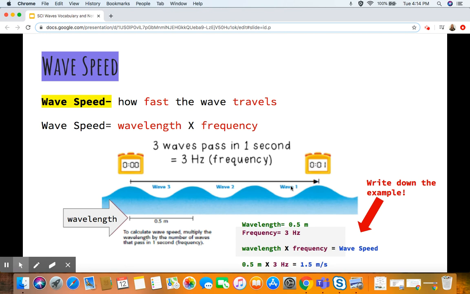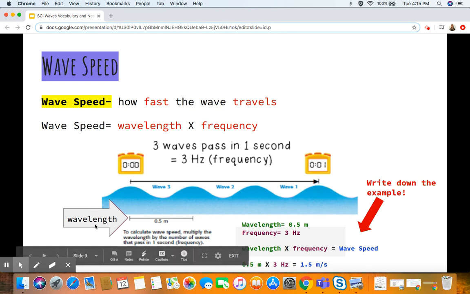Here at the top, the first thing I notice is our waves are labeled. We have wave 1, wave 2, and wave 3. So we have 3 waves passing in 1 second, according to the stopwatch. So 3 waves in 1 second means we have 3 hertz, okay? Our frequency is 3 hertz because 3 waves are passing in 1 second. So we have our frequency. Now we need to find our wavelength. Down here, our wavelength is given to us. From crest to crest is 0.5 meters, or half a meter.